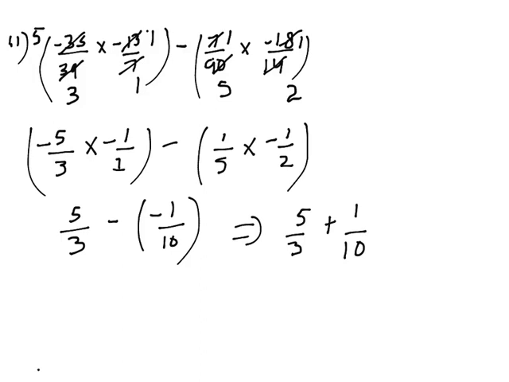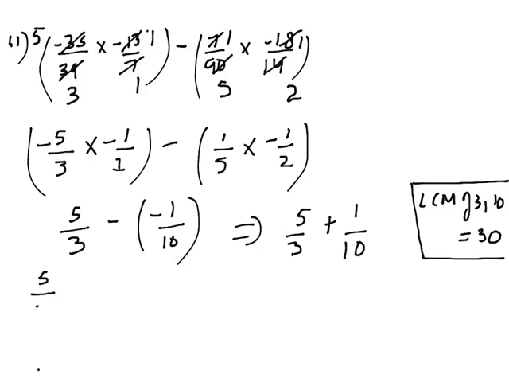Now the next step is we have to take the LCM of 3 and 10. LCM of 3 and 10 will be 30. I am skipping the steps of how to take the LCM because I am assuming you know how to take the LCM of two numbers. Now the next step is we have to make the denominator 30. So 3, if we multiply by 10, becomes 30. So here we will have 50 by 30.